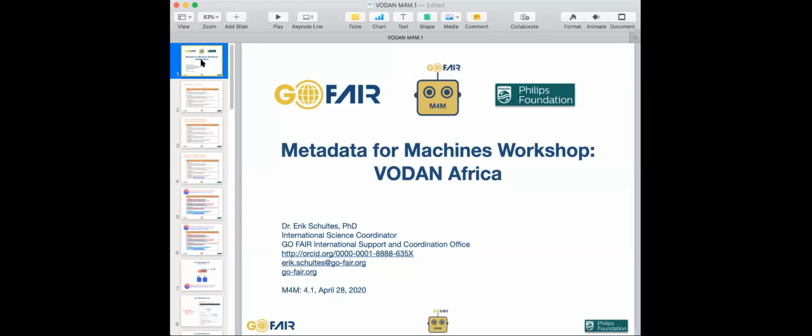Today, and then later this week with Luis on Thursday, we really begin to launch the on-the-ground operations for setting up these FAIR data points and seeing the bleeding edge of FAIR technologies put to work in service of African COVID-related data. I'm showing logos here from the Phillips Foundation and from GoFair. In the middle is this little robot icon that we use for our metadata for machine workshop. We think this is going to be a kind of standard workshop format, and I'll try to introduce that here today.